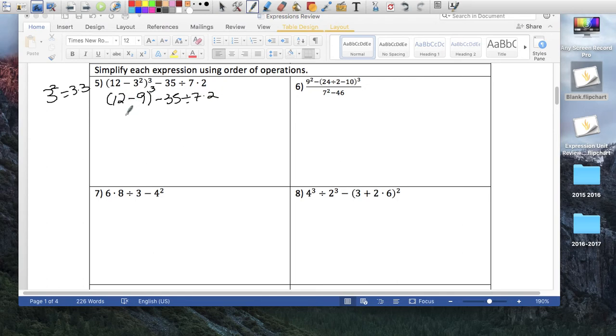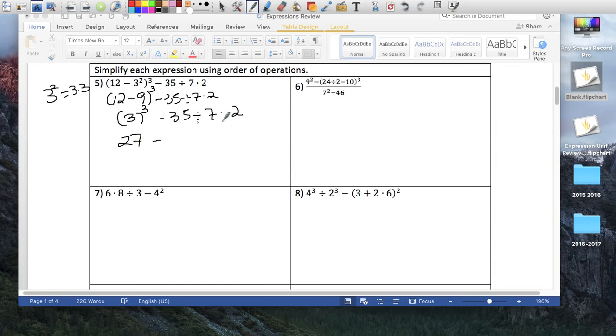Inside the parentheses, 12 minus 9 is 3. And I'm going to take that to the third power, minus 35 divided by 7 times 2. 3 to the third is 27, because it's 3 times 3 times 3. So that's going to be 27 minus, I can do something here.